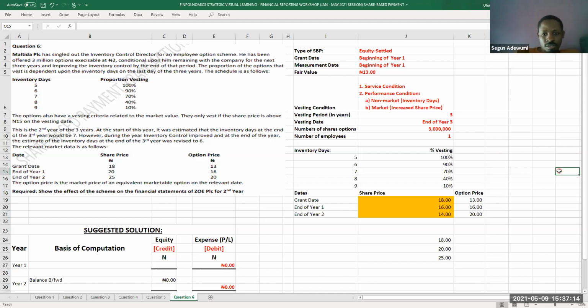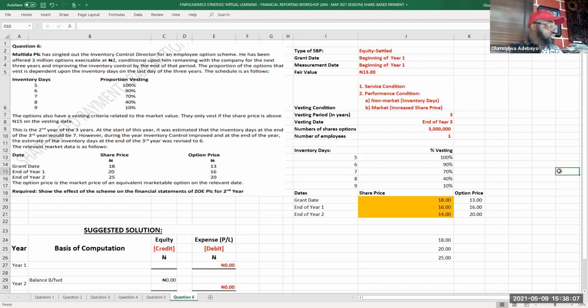If I can just make a very quick comment. At the grant date, when the share price is 18 naira, because that is the information I have, I will assume that it's going to vest, and I will make my computation based on that share price. The second year, though it had reduced, has not reduced beyond the specified amount of 15 naira, so I will still assume that it's going to vest. But as at the end of the second year, which is actually the vesting date, it had decreased beyond the specified condition, then it means that the option will not vest because the condition is not met.